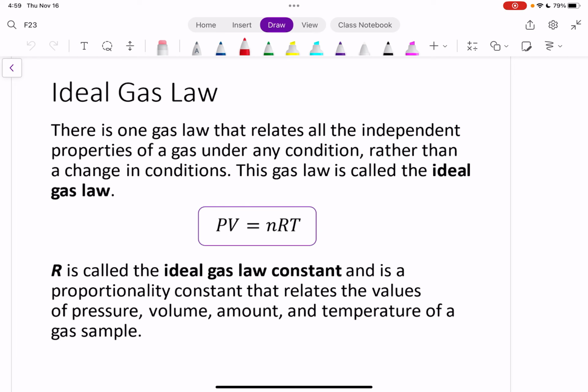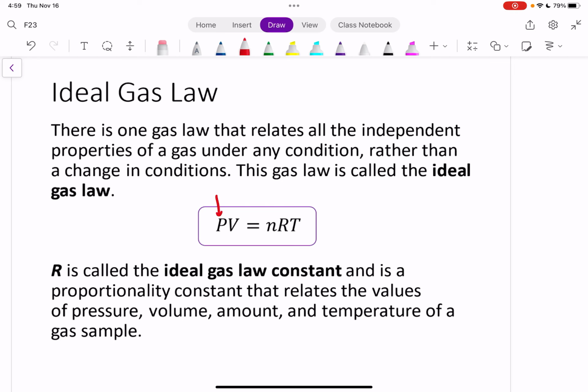So there's not going to be some kind of initial pressure versus a final pressure or something like that. It's just looking at all of these different properties of a gas at once. So the ideal gas law is PV equals nRT. So let's break this down just a little bit.